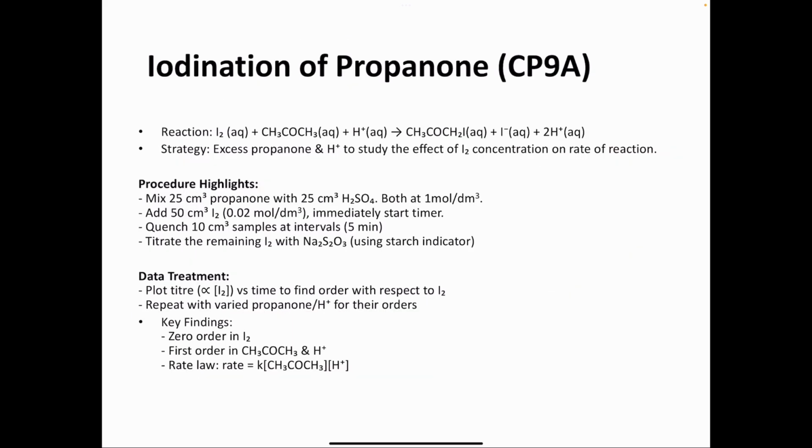A good example is the iodination of propanone. This is called practical 9A. There is a reaction taking place between iodine, propanone, and acid, of course, so there is some acid, giving us these products here. The strategy here is to use excess propanone and excess acid. So if this is in excess and this is in excess, it means we can study how changing the concentration of this affects the rate of reaction.